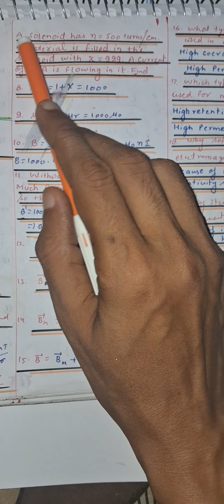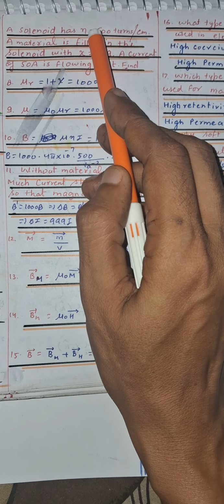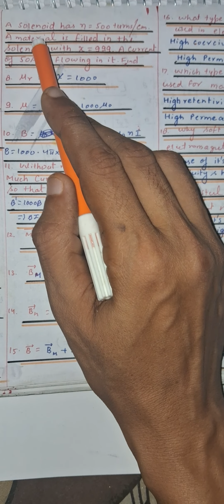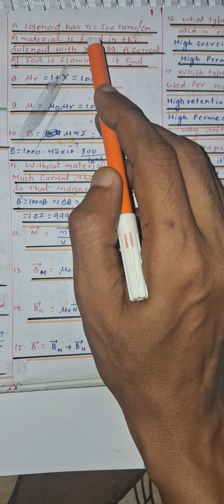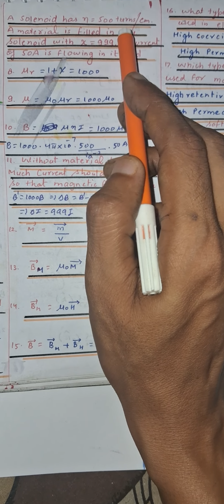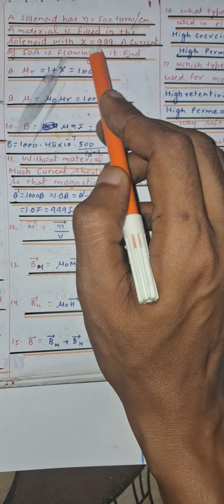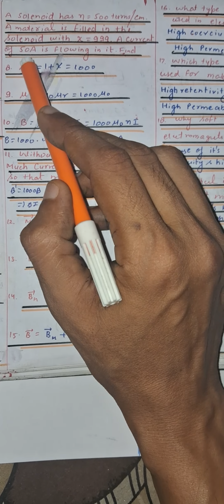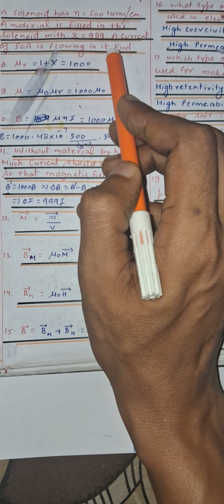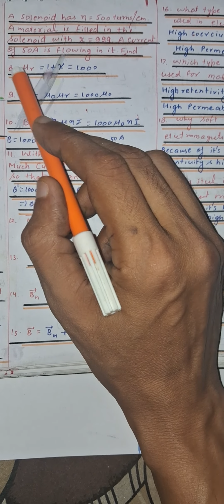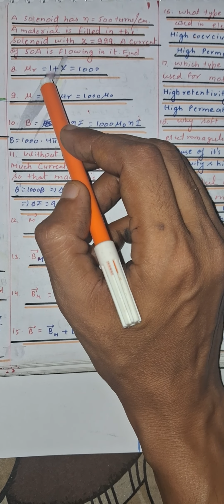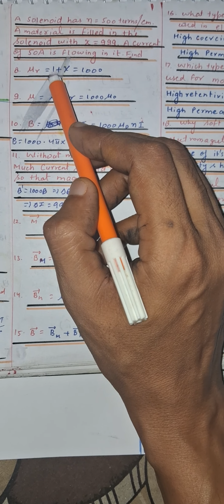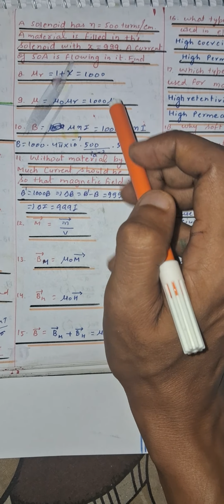Then we have the question that a solenoid has 500 turns per centimeter. A material is filled in the solenoid with chi equal to 999, and a current of 50 ampere is flowing in it. Then we need to find the relative permeability. That is given by 1 plus chi, which is 1000.